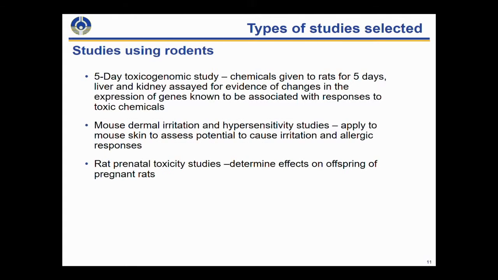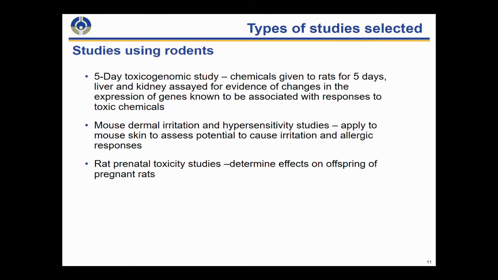We also did some rodent studies, and these, of course, took longer, but were, I think, very interesting because we've been experimenting, if you will, with something that we call a 5-day toxicogenomics study. And instead of looking for effects in this assay, what we're looking for is actually levels of exposure that don't cause effects. So in this study, chemicals are given to rats for 5 days, and we took the livers and the kidneys, and we assayed them for evidence of changes in the expression of genes that were known to be associated with responses to toxic chemicals. So basically, you're doing dose response, and you're looking for things where the exposures don't happen.